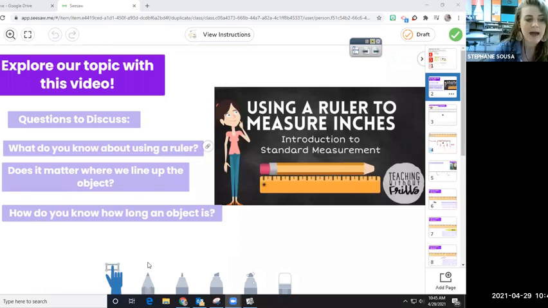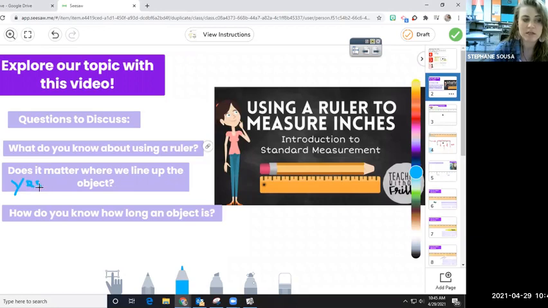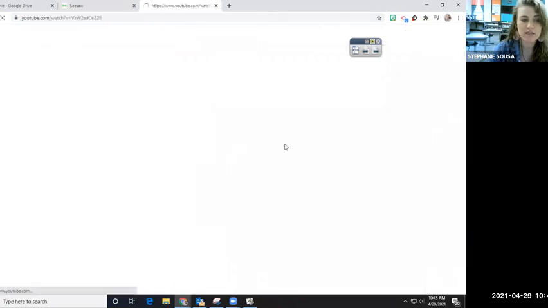Great warm-up. Okay, the last two questions are going to be after the video. Does it matter where we line up the object? I want you to think about this. It's a yes or it's a no. And I want you to tell me why. Does it matter where we line up the object? And how do you know how long an object is? Okay, please watch and listen.